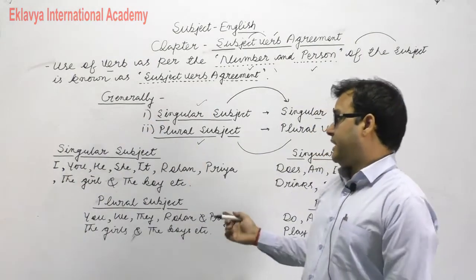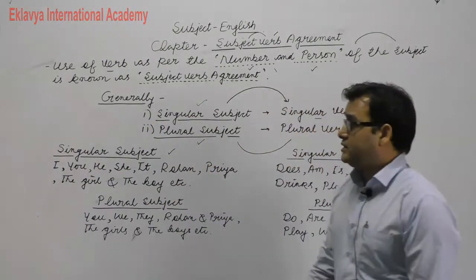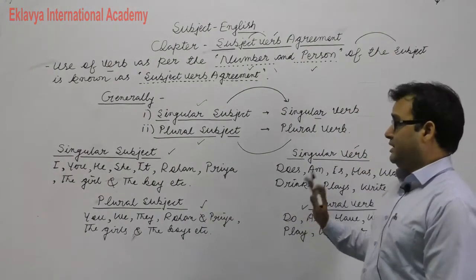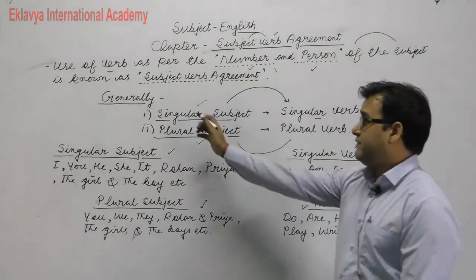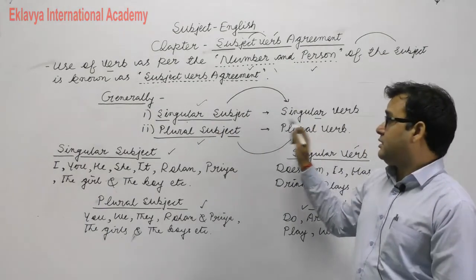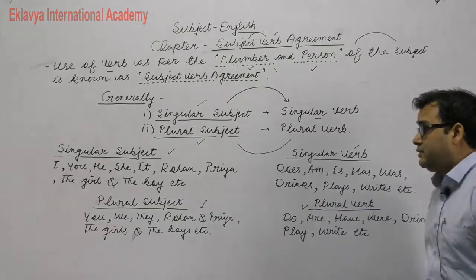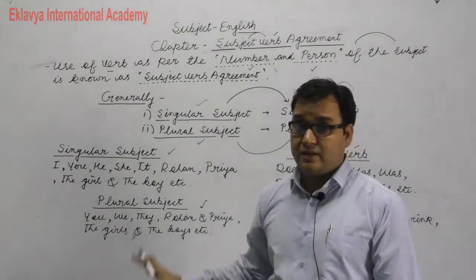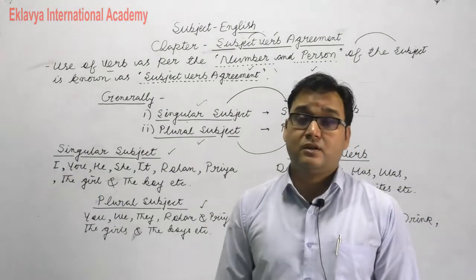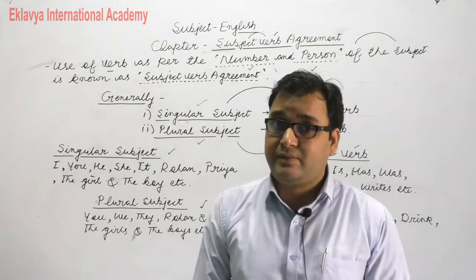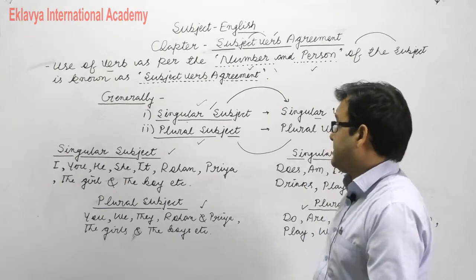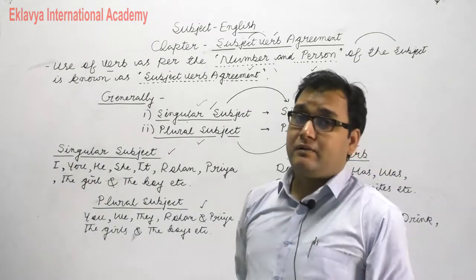Next, which is very important to know: singular subject, singular verb; plural subject, plural verb. Generally, if we have a singular subject, your verb will be singular. If you have a plural subject, your verb will be plural. But why are we studying this chapter? Because there are lots of exceptions and notes about the same thing, because it's not always applicable. Singular subject, singular verb is not applicable always in sentences.